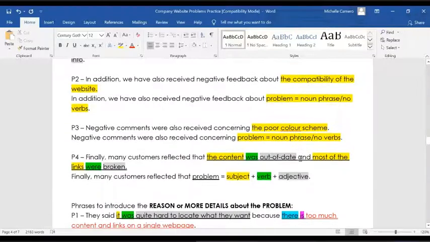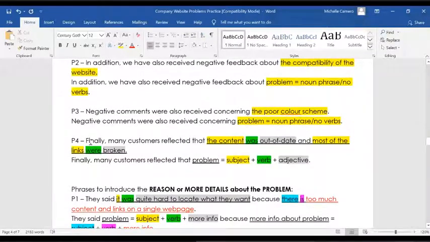All right, and for problem 4, it says, finally, many customers reflected that the content was out of date and most of the links were broken. Okay, this one's kind of special because you notice you've got subject, verb, more information 2 times. You've got content is our subject, was is our verb, out of date is more information. And then you do it all over again. You've got your subject, most of the links, then were is our verb, and then broken is more information.